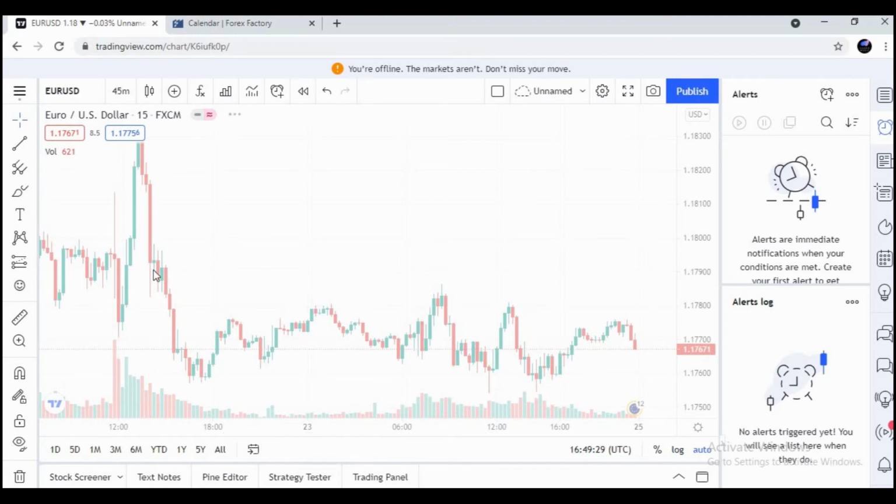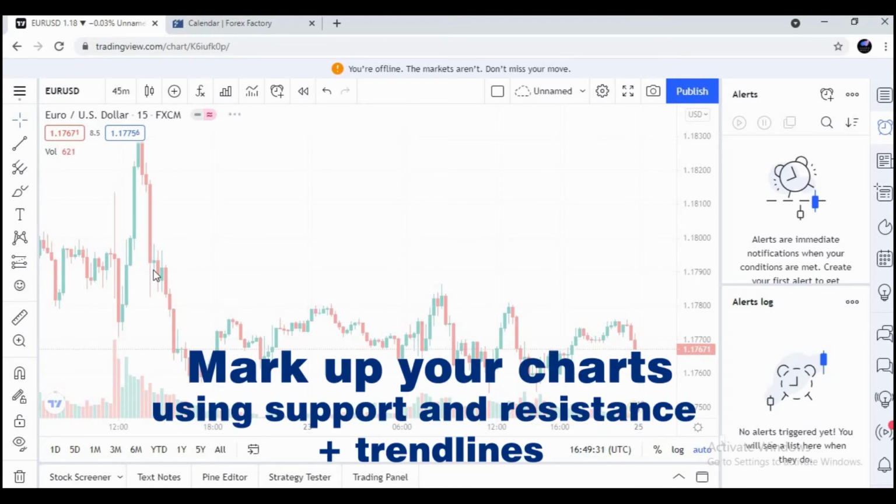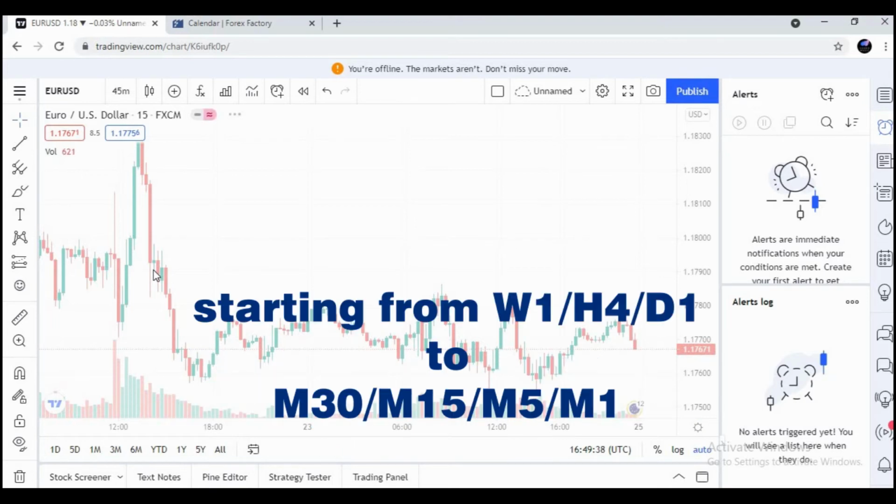Moving on, the third thing to do is to mark up your charts using support and resistance levels and your trend lines, starting from the higher time frame to the lowest time frame possible. This is what is called top-down analysis. We use higher time frame to check for trend directions, and we use lower time frame to check for good entries.